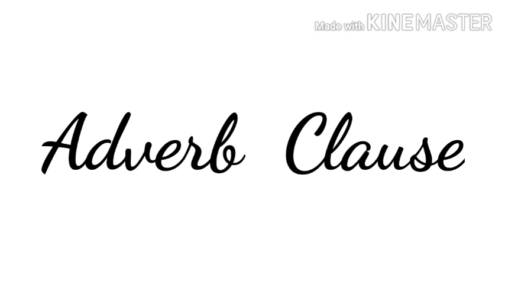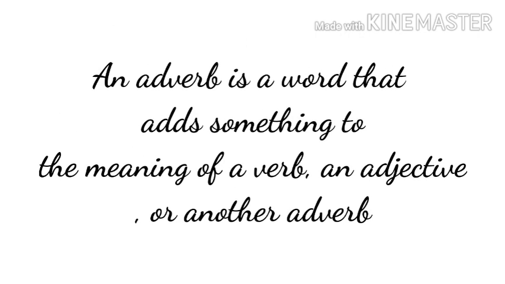Now students, before we begin with the adverb clause, it is very important to know what actually is an adverb. Adverb is a word that adds something to the meaning of a verb, an adjective or another adverb. It tells us how an action is done, where it is done, how many times it is done. So in Hindi you call it क्रिया विशेषण. तो अगर आपको adverbs पता है तो adverb clause आप बहुत easily understand कर जाएंगे.